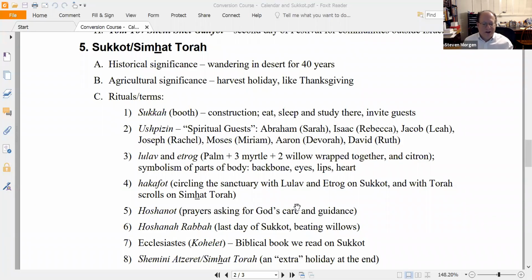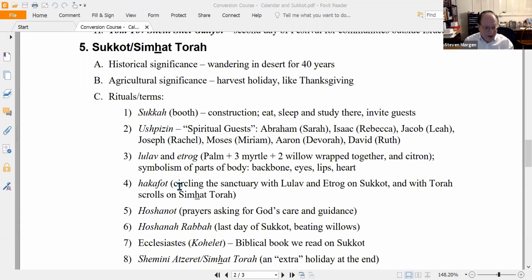And so symbolically, we're taking all the different parts of our body, our eyes. So what we see, we try to see the world with positive eyes. We only use our lips to speak good things. We have our heart in the right place, and we have a backbone to stand up to evil, right? So we take all these parts of our body, and we represent that God is all around us by shaking it in all the different directions. And that's done each of the 7 days of the holiday.